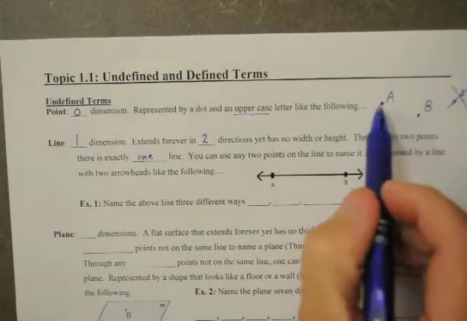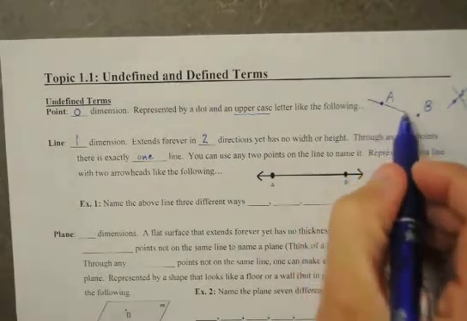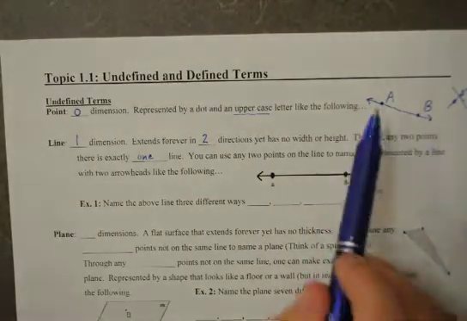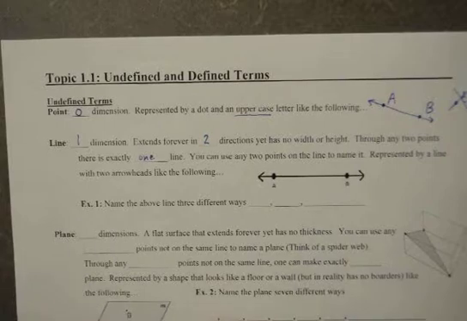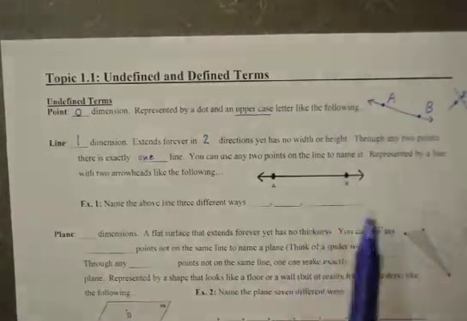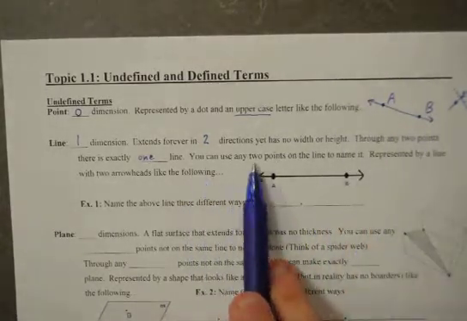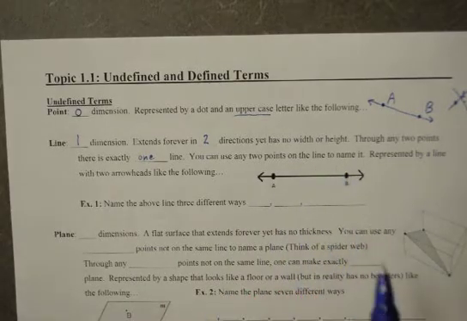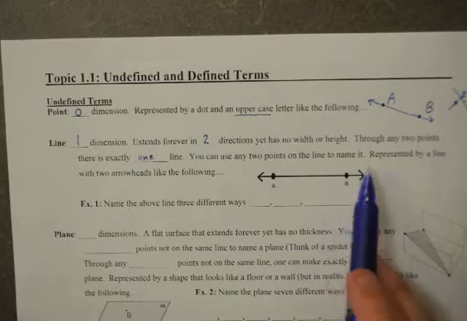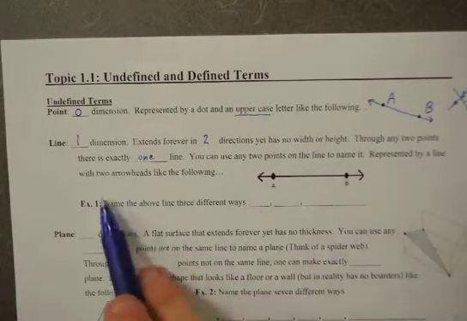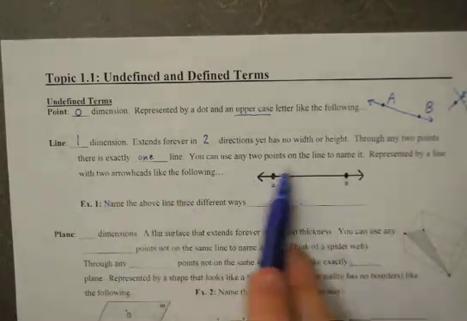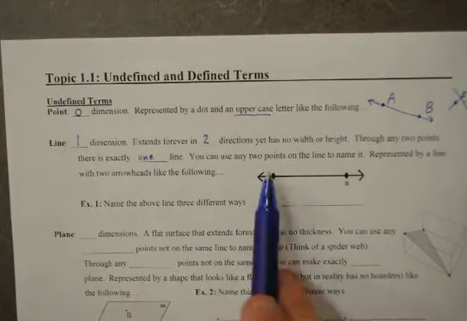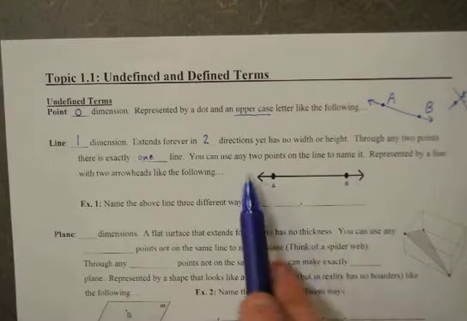So for example, I can connect these 2 points, and that goes forever that way, and that goes forever that way. I can't draw that, but that's what those little arrows mean. You can use any 2 points to name it. So even though it might go through more than 2 points, you can use any 2 points to name it. Represented by a line with 2 arrowheads like the following. So this is now line AB. We'd call it line AB. I can tell it's a line because it has little arrowheads.